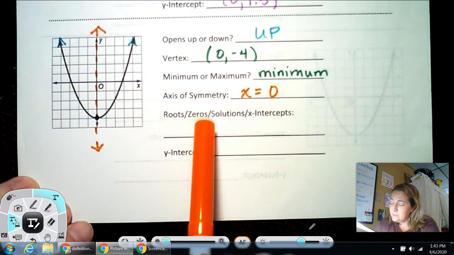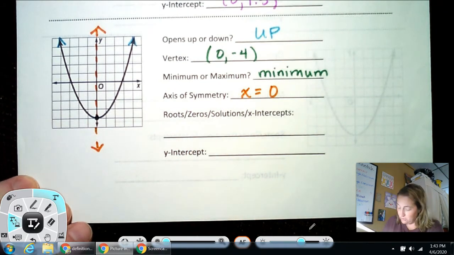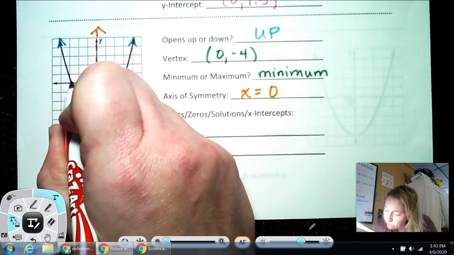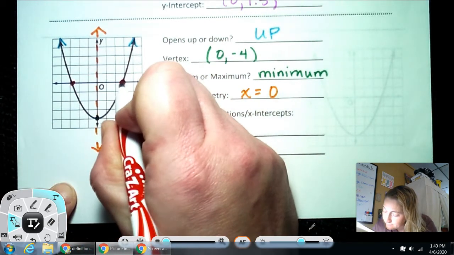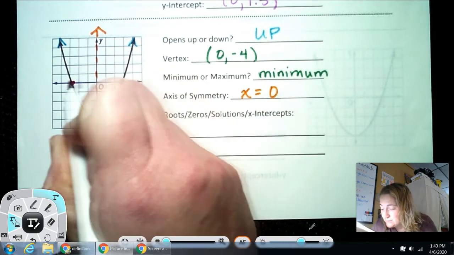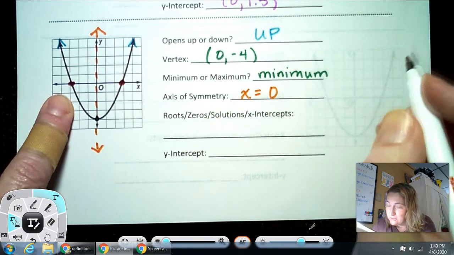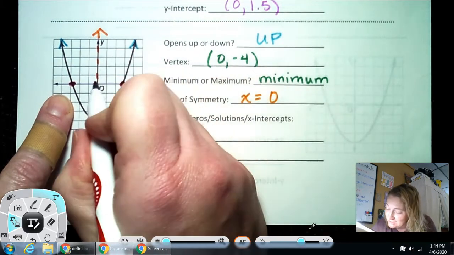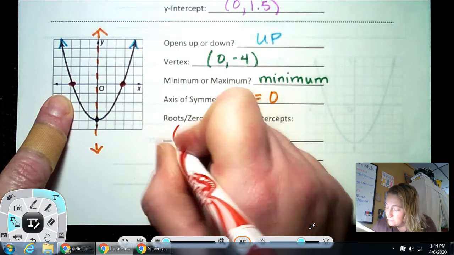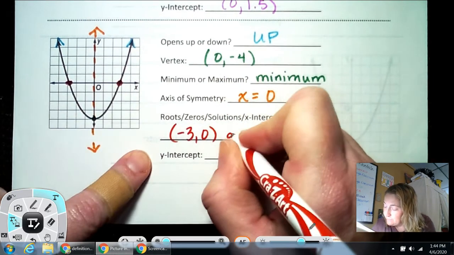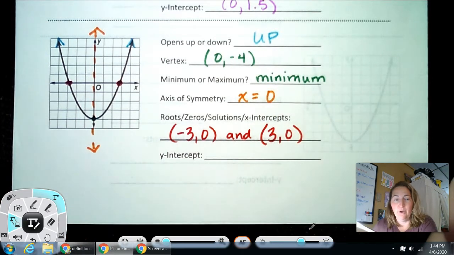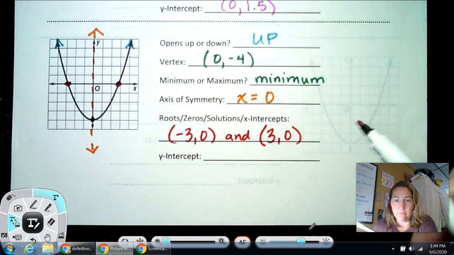The roots, zeros, solutions, x-intercepts, those are these points right here. Now I'm going to approximate those. They don't land exactly on those points, okay? But for today, we're just going to approximate those. We're going to estimate. It looks like it's at about (-3, 0) and (3, 0). Now I realize those aren't perfect, but we're going to get really, really close with that number.